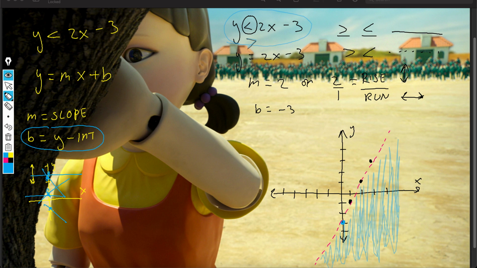Some people do the plotting point thing. Life is already hard enough. I just think of it logically. Boom. If this thing had said greater, greater means above the line. You feel me? So that's about it for that.